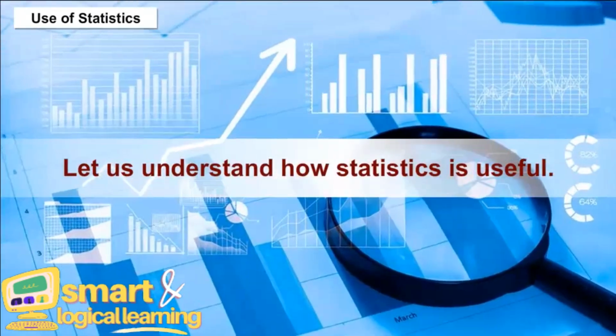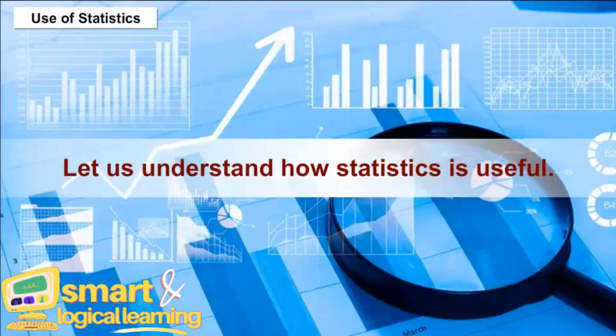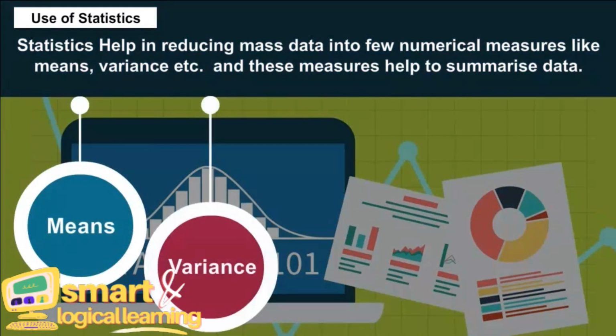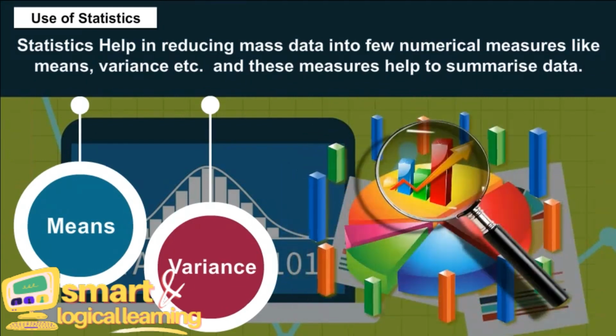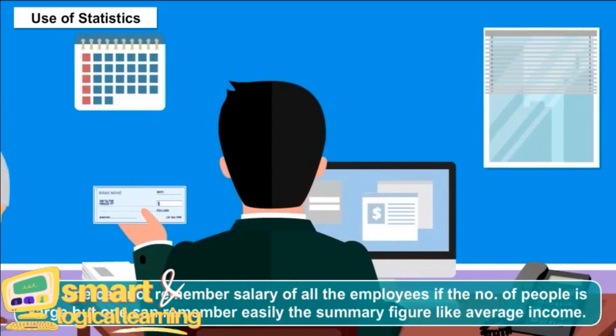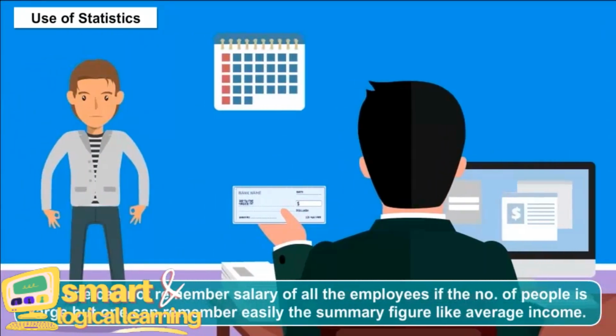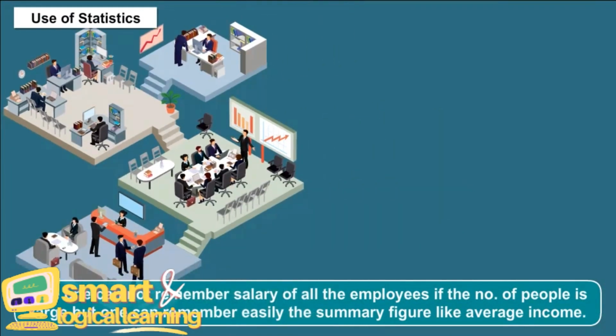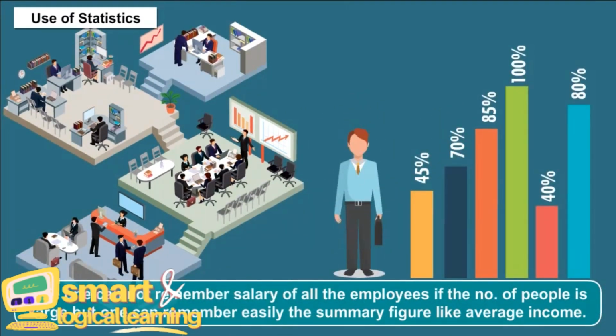Let us understand how statistics is useful. Statistics helps in reducing mass data into few numerical measures like means, variance, etc. And these measures help to summarize data. Like, one cannot remember salary of all the employees if the number of people is large. But one can remember easily the summary figure like average income.